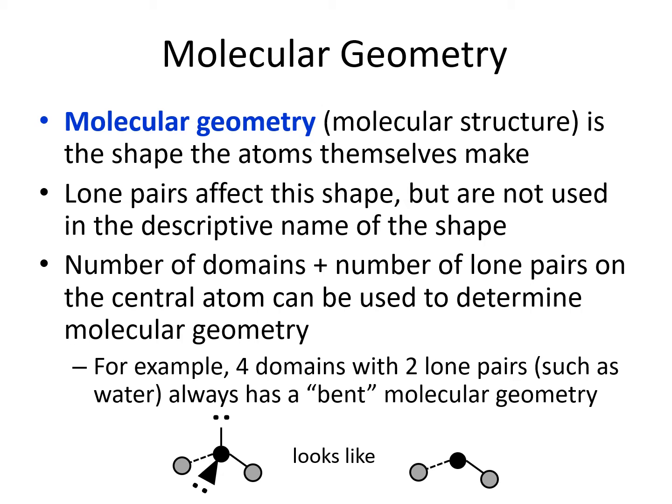For example, if a molecule has 4 domains on the central atom and 2 of those domains are lone pairs, the molecule will have a bent molecular geometry. There are electrons pushing out in 4 directions, but the atoms are only going in 2 of those 4 directions. The atoms end up looking like they're making a V or bent shape, sort of like if you took a crowbar and bent it.